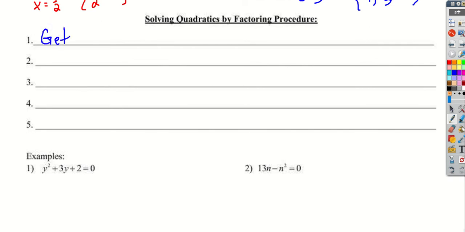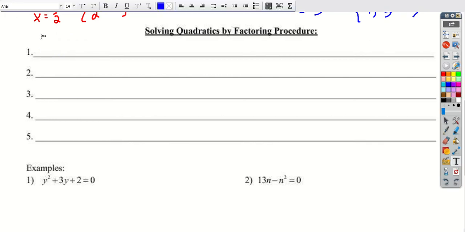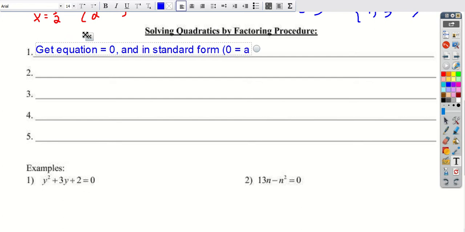So get, I'm going to type here to make it easier for us. All right, so get the equation equal to 0 and in standard form. Okay, kind of the same thing we're saying here. So remember, we want this to look like 0 equals ax squared plus bx plus c.